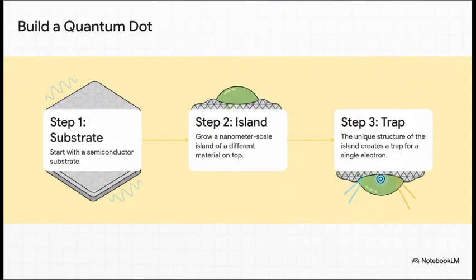And you know what's cool? Building one, at least in principle, is surprisingly straightforward. It's kind of like a recipe. First, you start with a flat base of a semiconductor. We call that a substrate. Then you grow a tiny little island of a different semiconductor material right on top of it. A common combination is indium arsenide on top of gallium arsenide. Because the two materials don't line up perfectly, that mismatch naturally creates a stable little trap. It's the perfect home for our single electron qubit.